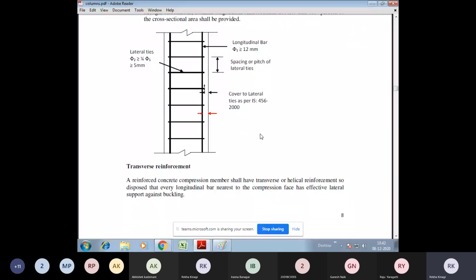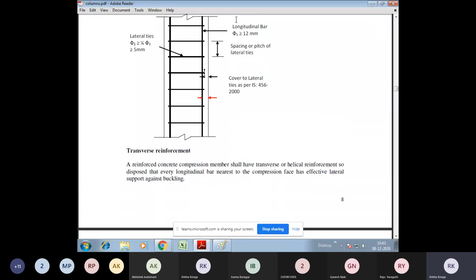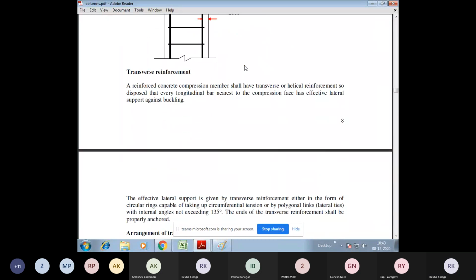Transverse reinforcement: a reinforced concrete compression member shall have transverse or helical reinforcement, as I showed previously, so dispersed that every longitudinal bar nearest to the compression face has effective lateral support against buckling. Buckling in the sense that if the length increases, there is a possibility of buckling, and that buckling should be avoided.